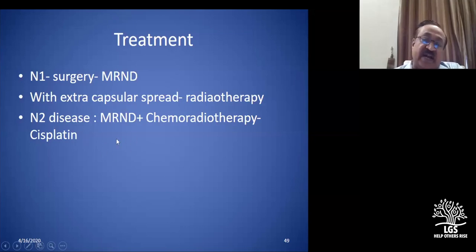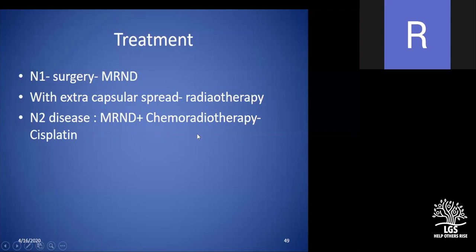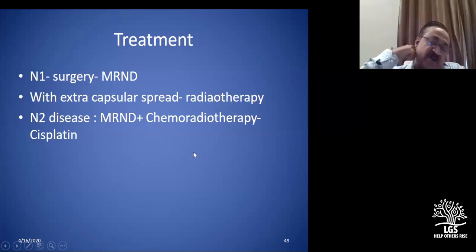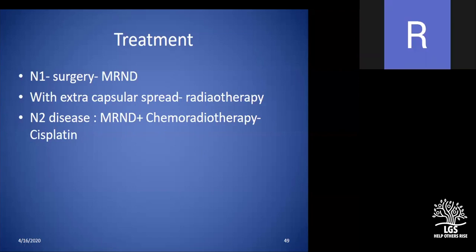You do a modified radical neck dissection followed by chemoradiotherapy. This is very important. And the drug of choice is cisplatin for most of the head and neck malignancies here.